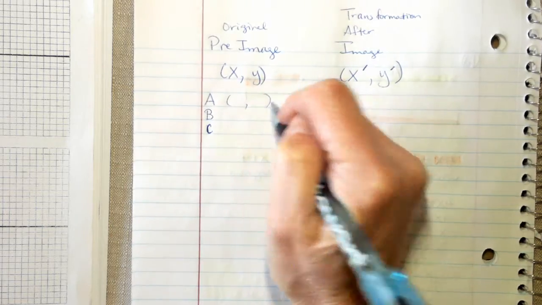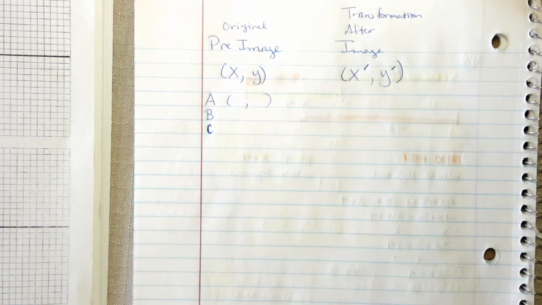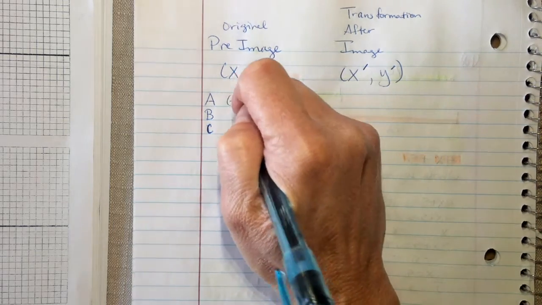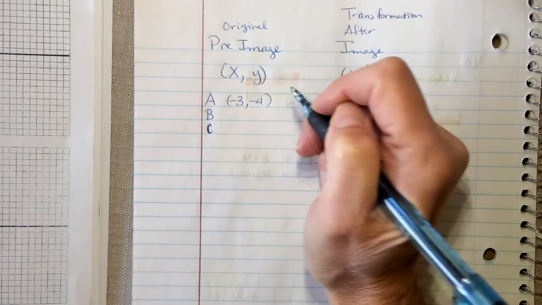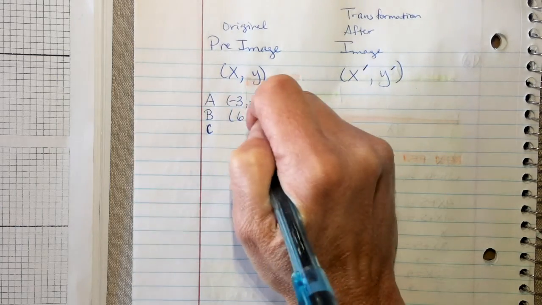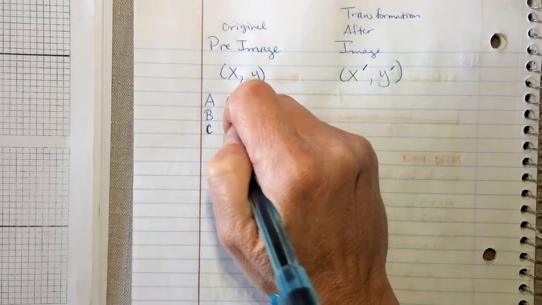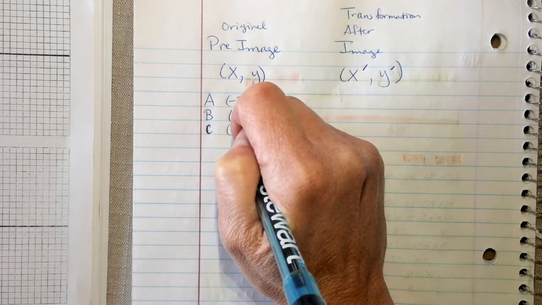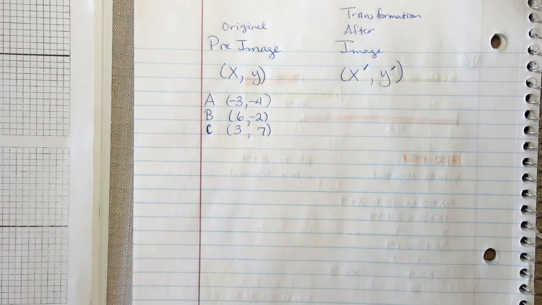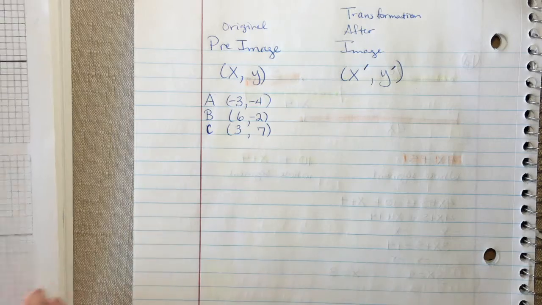And if you guys were here, I'd be like, shout out some numbers, and you would give me your numbers, and we would work our way through it, and you would help create the picture. But you're not in my dining room, so here we go. I'm going to choose -3, -4. And then I'm going to choose +6, -2. And then I'm going to choose +3, +7.